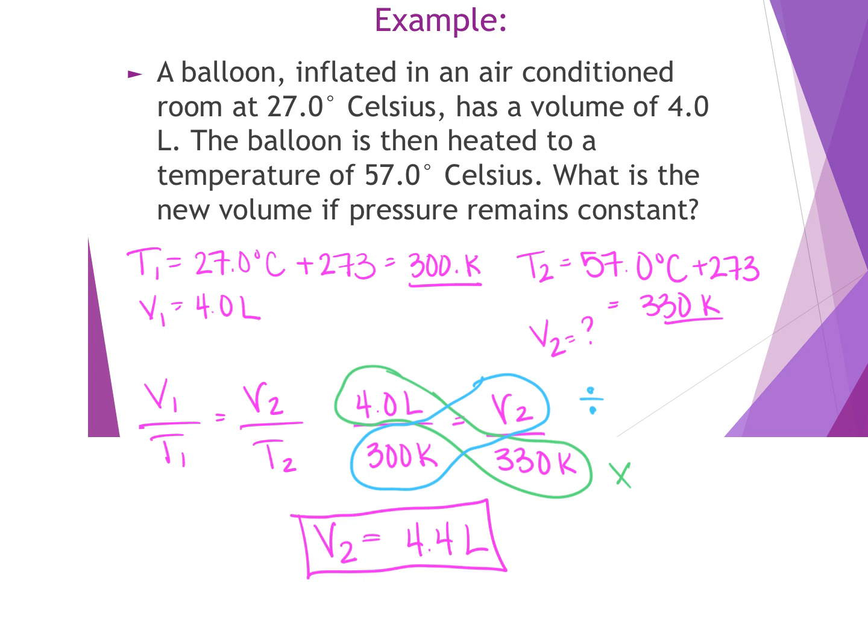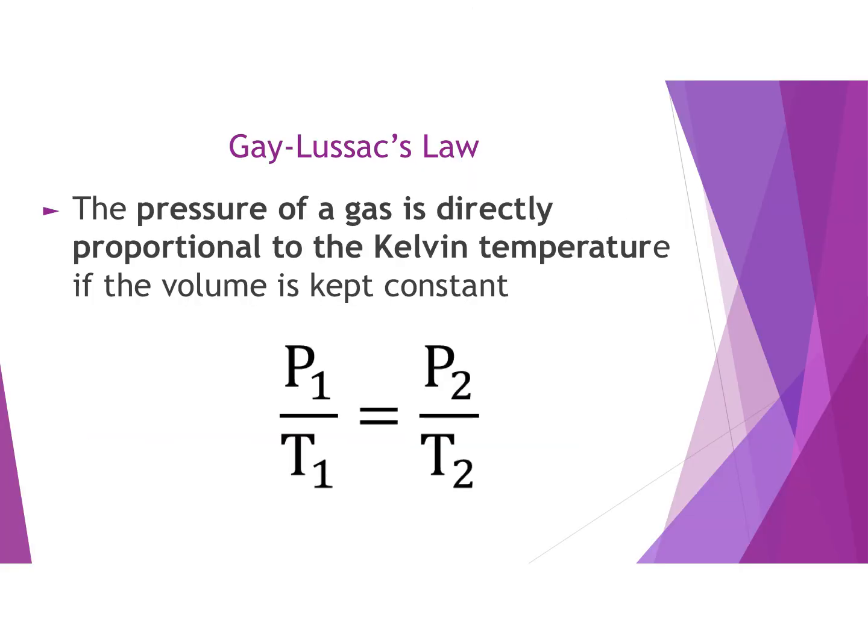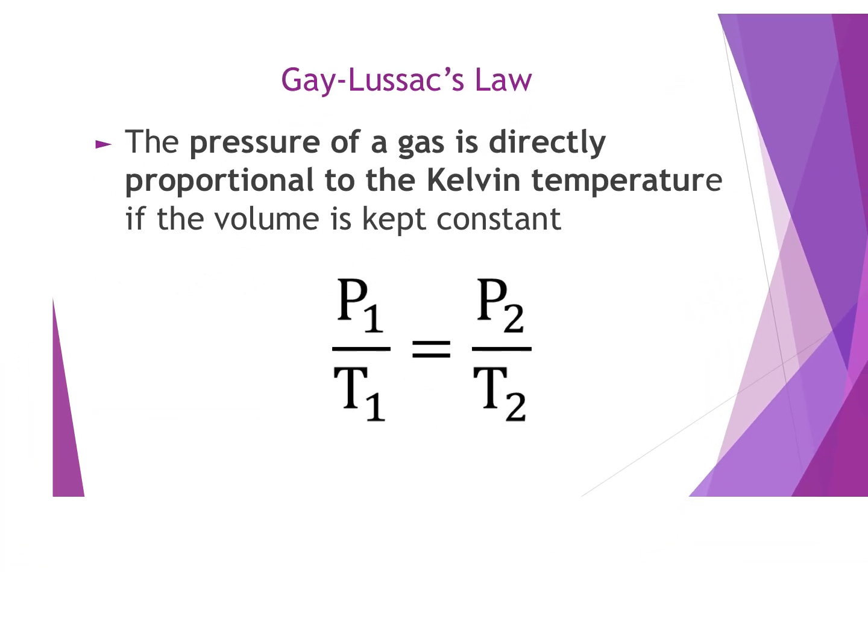Okay, and then unit-wise, again, if you were to do algebra, you would see the K's cancel. If you cross-multiply, units don't show you how they cancel, but you can just match them. So V1 is in liters. What does V2 have to be in? Liters. Okay.